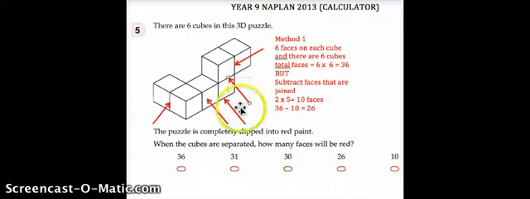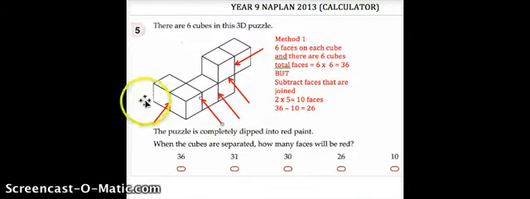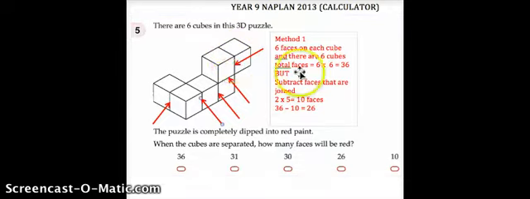Okay, I've got arrows on the faces that are joined. So there would be 2 faces joined here, one from this cube on the left and the other one here. So there's 2 faces joined there. Where these 2 cubes touch here, there's another 2 faces joined. Where these 2 cubes touch here, there's another 2 faces joined. These 2 cubes here touch, and there's another 2 faces joined. And here we've got another 2 faces joined.